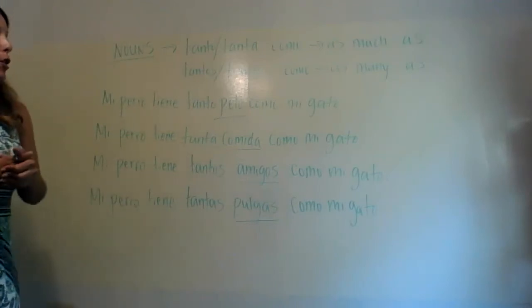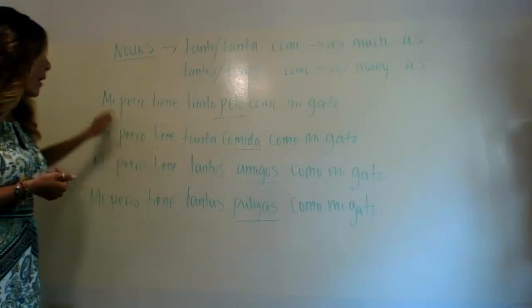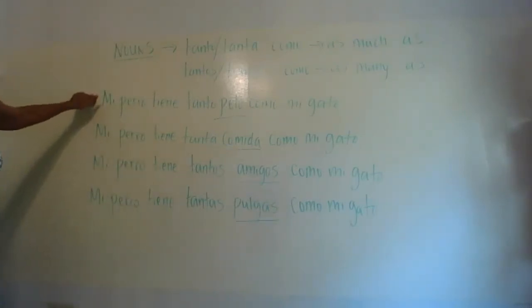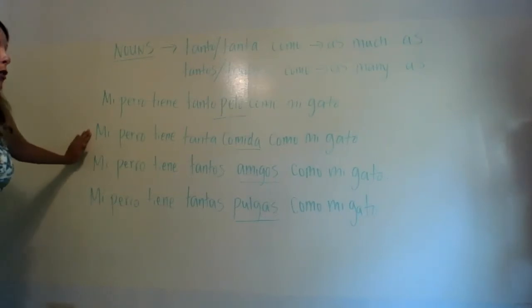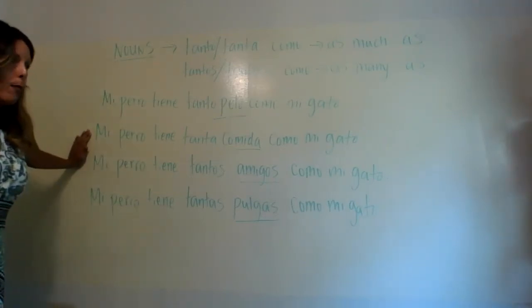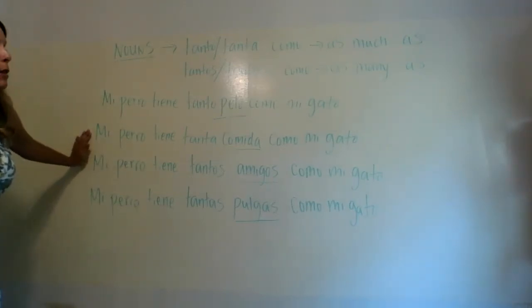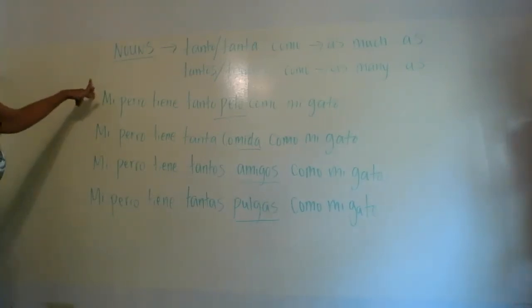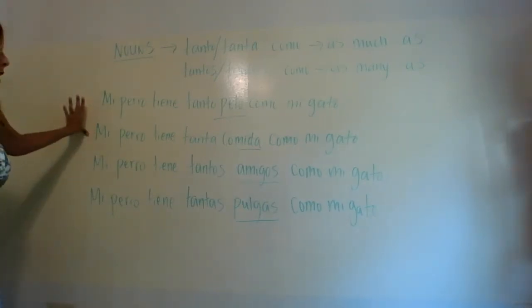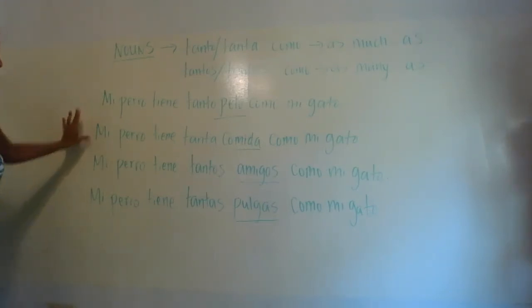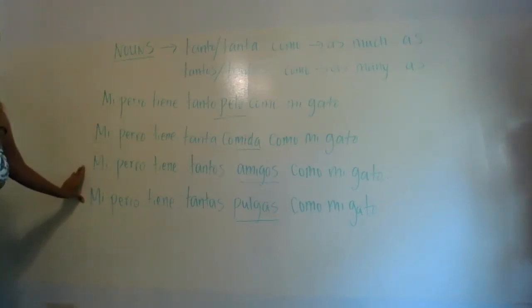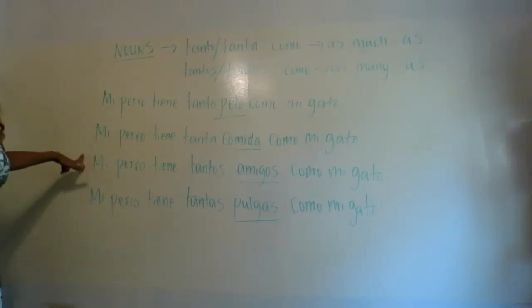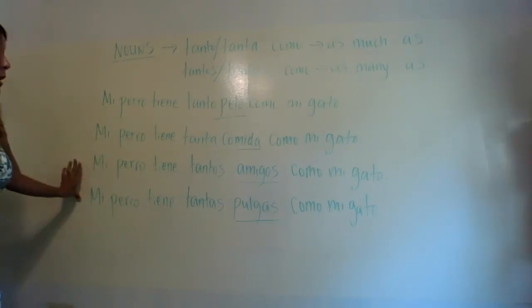Once again, mi perro tiene tanto pelo como mi gato. My dog has as much hair as my cat. Mi perro tiene tanta comida como mi gato. My dog has as much food as my cat. Both of these being singular. First one being singular and masculine. Second one being singular and feminine. These last two, both of them being plural. The first one being plural and masculine. The second one being plural and feminine.